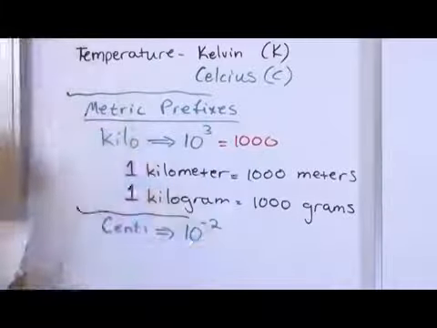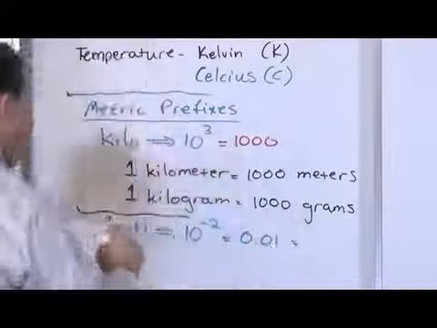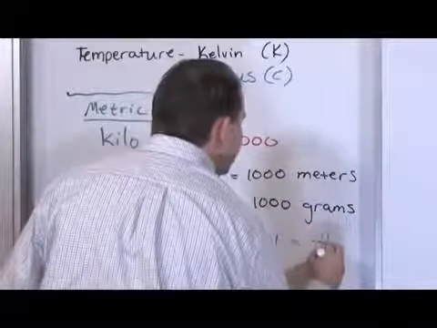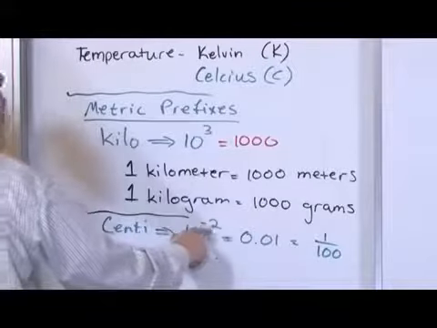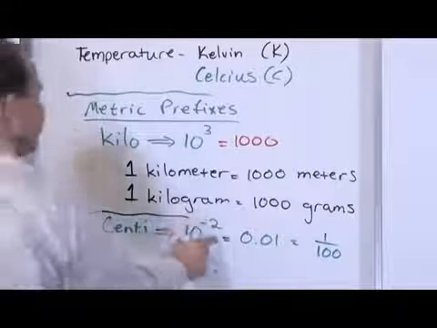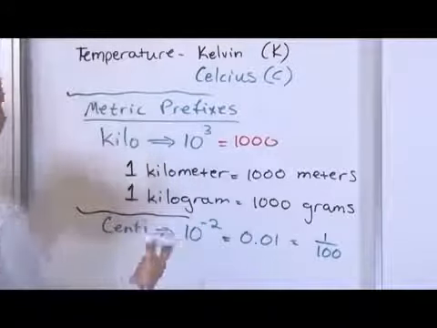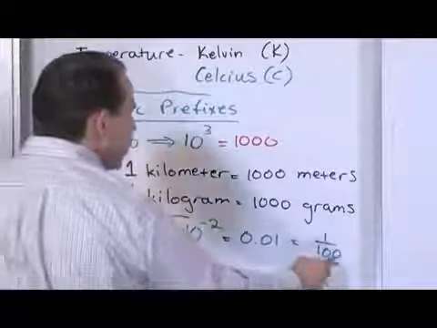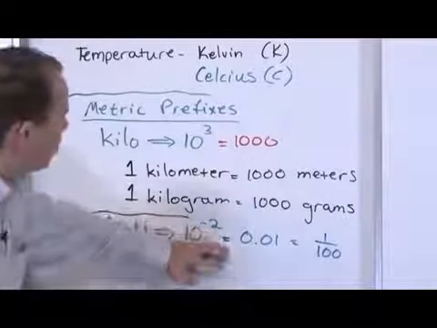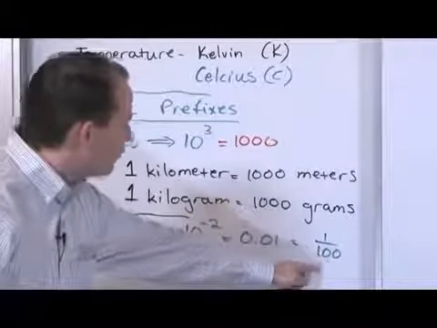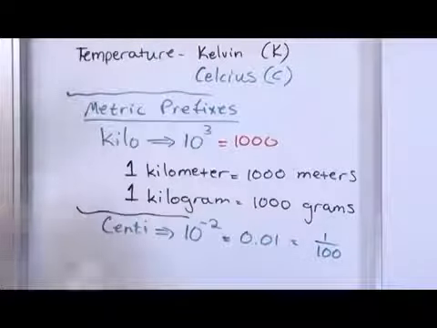10 to the minus 2 is the same as 0.01, which is the same as 1 over 100. So for those of you who aren't sure about the algebra, when you have something raised to a negative power like this, it's exactly the same thing as saying 1 over 10 squared. That's what that means. 1 over 10 squared is 1 over 100. So when we say centi, it's the same as 10 to the minus 2, which is the same as 1 over 100, which is the same as 0.01. These are all the same thing. I'm just writing them down to show you here.